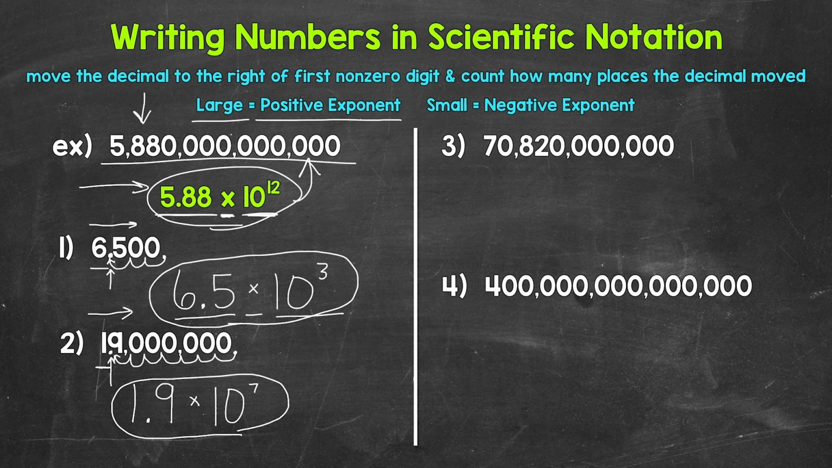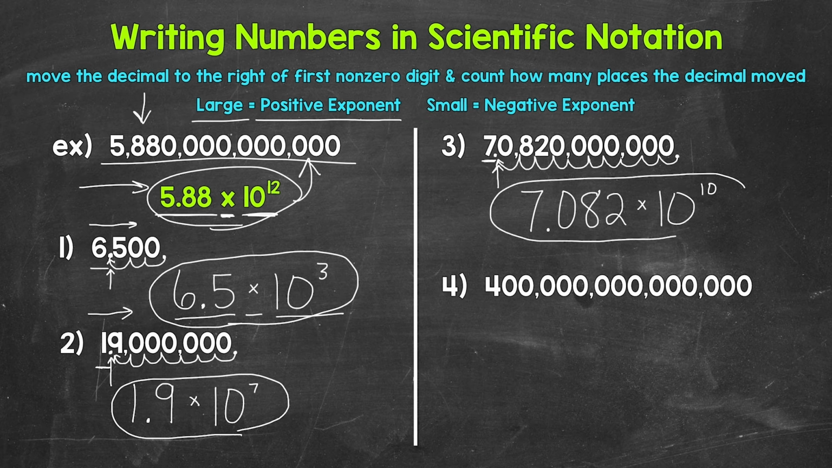Moving on to number 3, let's write this number in scientific notation. So we need to find that first non-zero digit, which is going to be this 7 right here. And we need the decimal to the right of that, in between the 7 and the 0. The decimal goes right here. And now let's move it. So we have once, twice, 3 times, 4, 5, 6, 7, 8, 9, and 10. So we need to write this as 7.082, and then we can leave all of those zeros to the right off, times our power of 10, which is going to be 10 to the power of 10 since we moved that decimal 10 times. And this is our scientific notation.